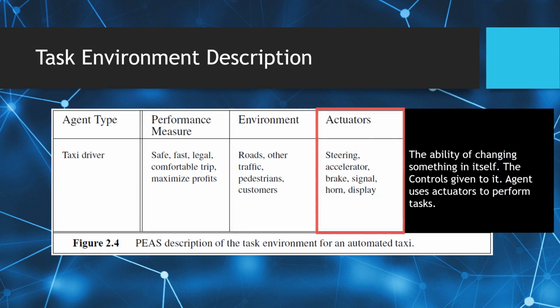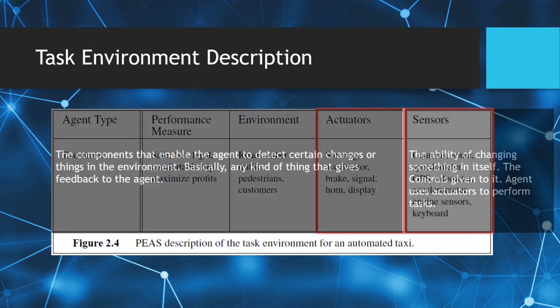An actuator is basically the ability of changing something in itself. An agent uses actuators to perform tasks. Examples of actuators can be an accelerator, brake, and other car functions. Such controls are known as actuators. So in our case, the autonomous car's program is the agent, and all functions of the car are its actuators.